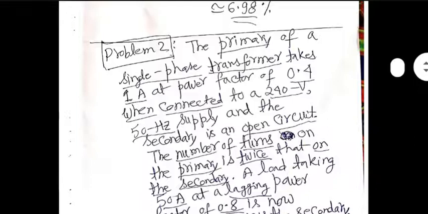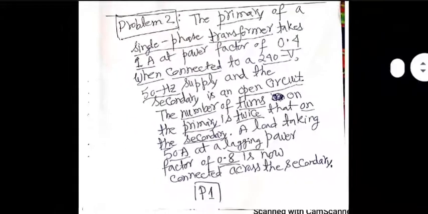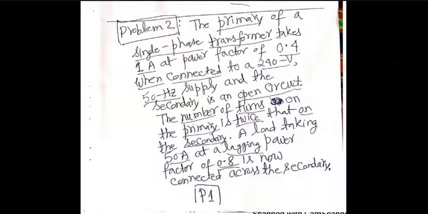Next one. The primary of a single phase transformer takes 1 ampere at power factor of 0.4 when connected to a 240 volt 50 hertz supply, and the secondary is open circuit. Okay, it's a very interesting case. Secondary is open, not connected at all. The primary still takes 1 ampere current at a power factor of 0.4. That is indicating that the core still needs energy to carry on, even if nothing is connected to the output of the transformer. This problem actually relates to that.